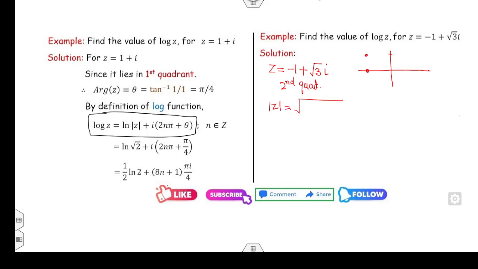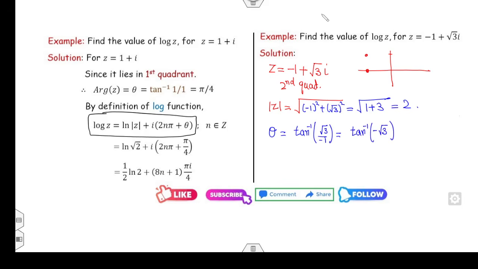Fine. So you can find the modulus. Modulus value will be root of x square plus y square, real part square plus imaginary part square. That number will be 1 plus 3, that is my 2. Fine. You can find the argument, tan inverse y over x. So that will be tan inverse of minus root 3.